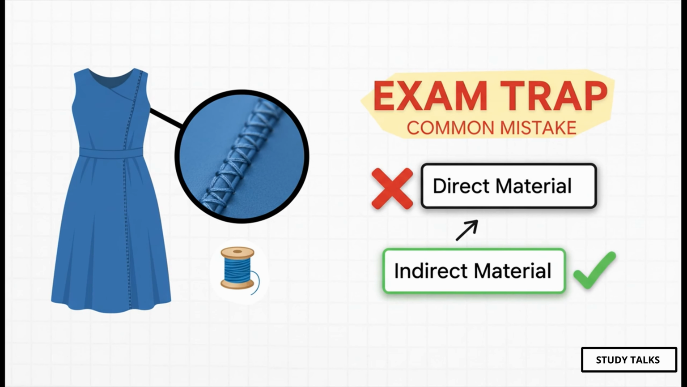Okay, now listen up, because here comes the exam trap. I need you to pay close attention to this. What about the thread used to stitch that dress? I mean, technically, it's in the final product, right? So it should be direct. But, and this is a big but, ICAI loves this one. Because the cost of that little bit of thread is so tiny, it's just not practical or economical to track it for every single dress. So what do we do? We treat it as an indirect material. I'm telling you, this is a classic spot where students lose marks over and over again.